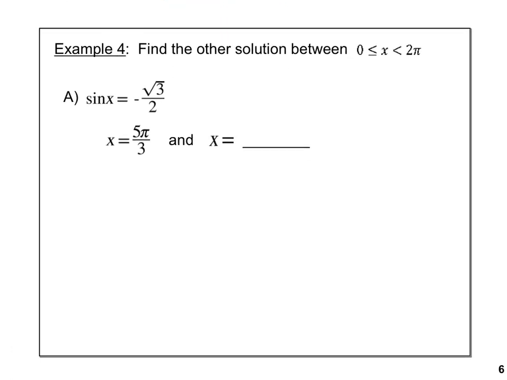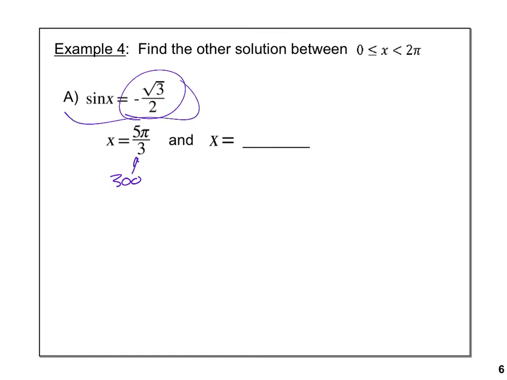So find the other solution. Remember, there's going to be 2. So I've got square root of 3 over 2 negative. So this is going to be 5 pi over 3. So that's going to get me to 300. All right, so 300. So 300 is 5 pi over 3.